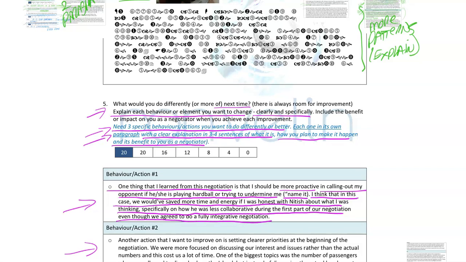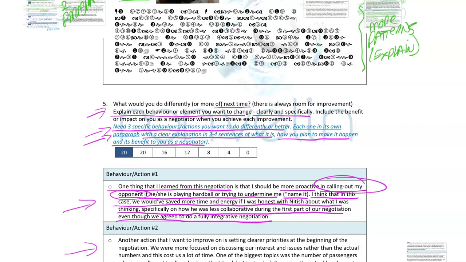So what he wants to do for one of his actions is focus on calling out my opponent. This is the part we were talking about before. And saying to the opponent, this is supposed to be an integrative situation. You're playing hardball. I'd like us to really focus on being more collaborative. Something like that, that avoids wasting time playing this kind of unconscious game where one person's trying to do one thing and the other person may be seemingly trying to undermine you. So all he has here is 3 sentences basically, and that's all you need for each one.